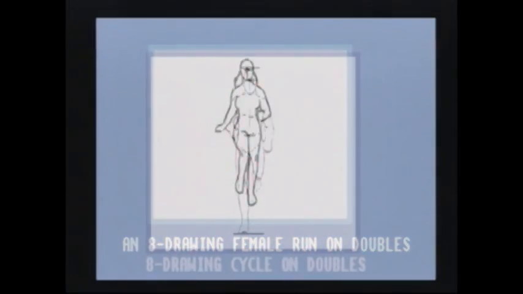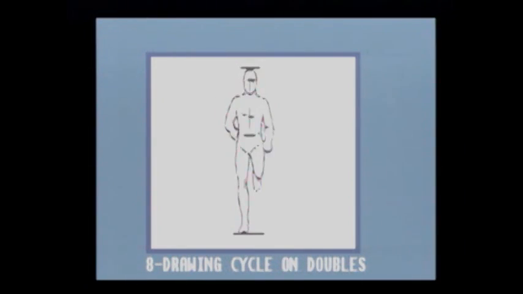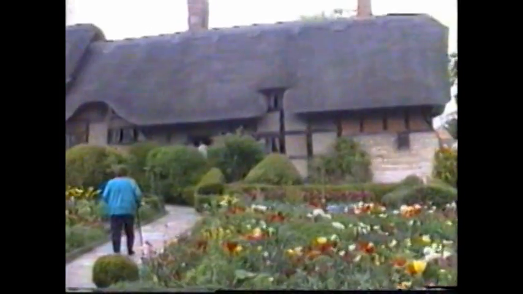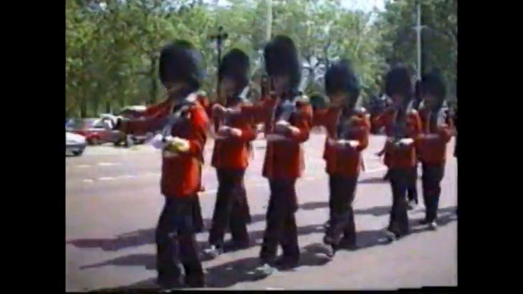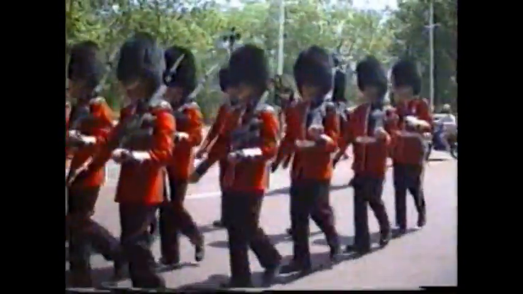Not all walks and runs are identical. For instance, there is a difference between the run of a female to that of a male. A female tends to hold her elbows and knees closer together than a male. There is also a marked difference between the walks of a child to an older person. An animator needs to study movement before reproducing it on paper.